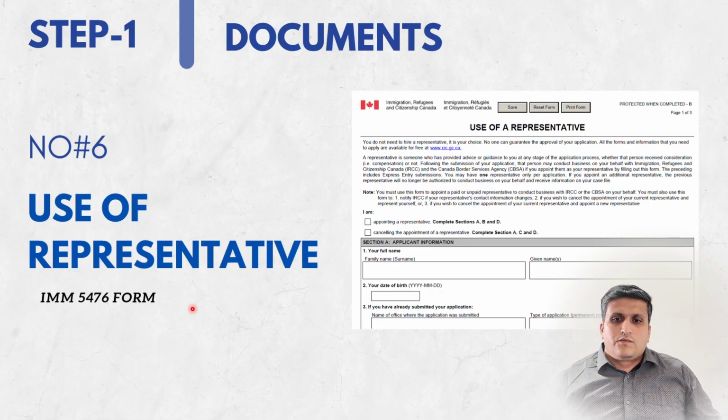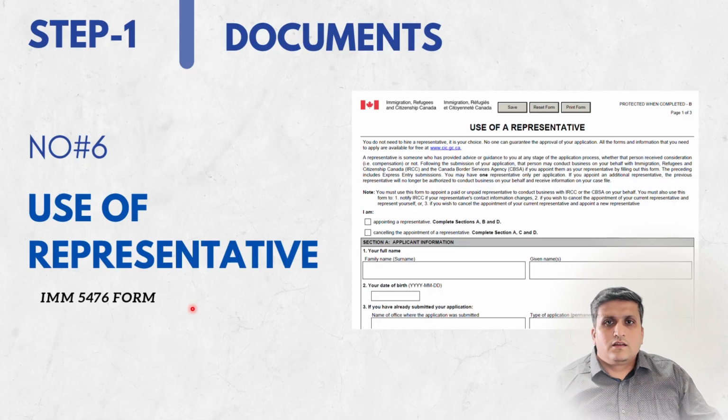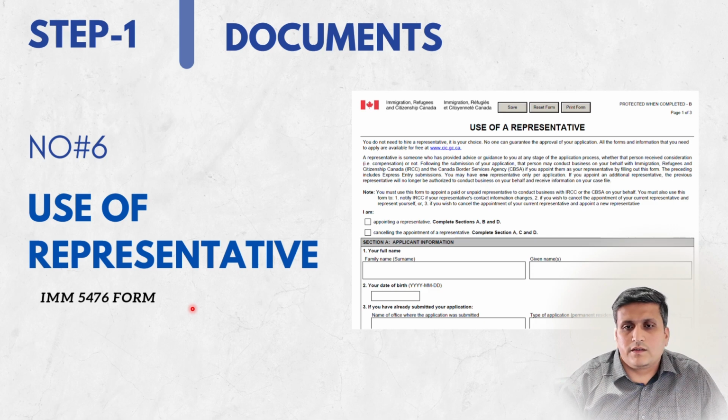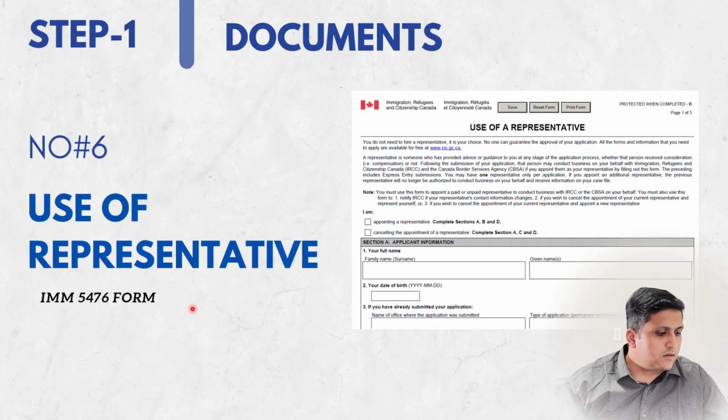The next, and this is one of the easier ones, is the use of representative. So while we are doing the application, we will say that I am applying on behalf of my parents, so I am a family member who is representing them, and we will also grant access. So in case you want to raise any query for the application, if the decision is delayed or for any other reason, you can use this form. Once you have submitted the application, you can inquire to IRCC about the status of the application.